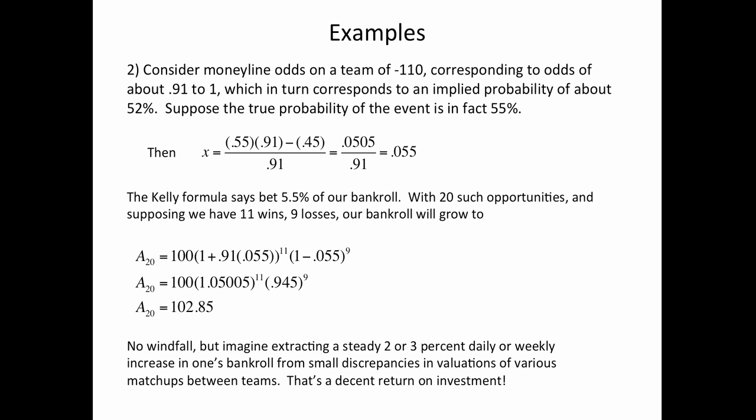from small discrepancies in valuations of the various matchups between teams. I mean, that's exactly what a stock market analyst does for stocks, looking at arbitrage opportunities: small differences in the valuations between the offering price and what the real value is, right? And that 2%, if you could get that over short periods of time, could produce a very decent return on investment. So that 2% is actually significant. I mean, it's growth, and if you get that steady growth, that's pretty neat.